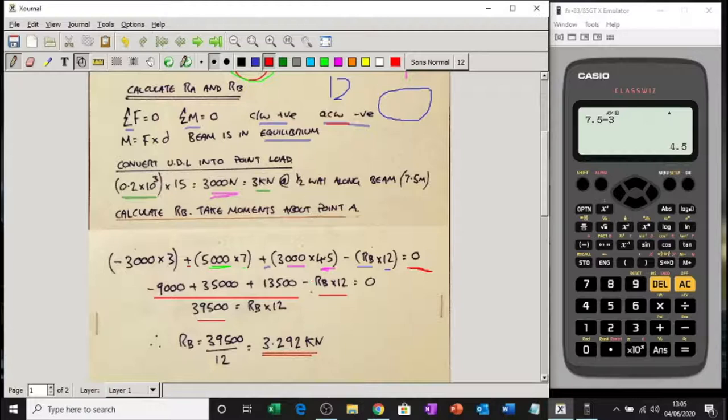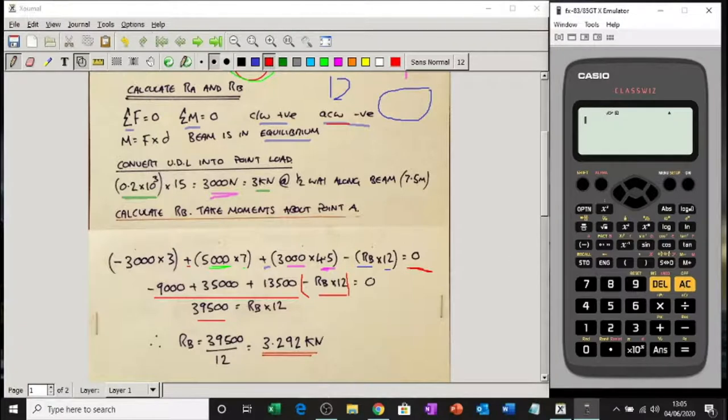And then I've just noticed this RB times 12 is a negative, so we need to bring it across. So I'm plusing RB times 12 to bring it across. So 39,500 equals RB times 12. So I'll just check that.